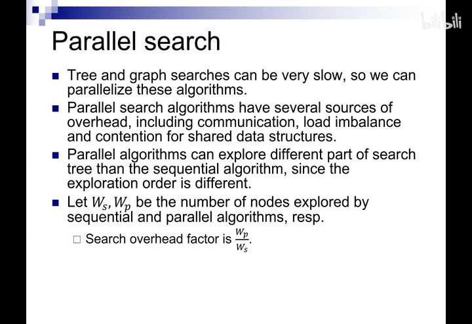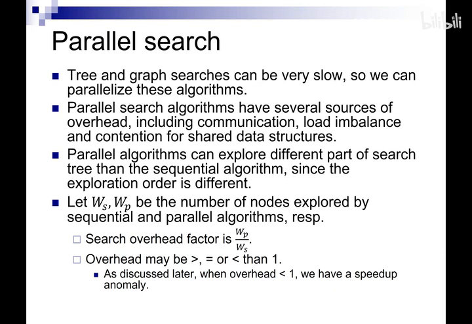In particular, if you let WS be the number of nodes that you search in your sequential algorithm, and WP be the number of nodes for the parallel algorithm, then you can have this search overhead, which is WP divided by WS. This overhead can be larger than 1, equal to 1, or less than 1. If it's larger than 1, then somehow this parallel search is less efficient than the sequential search.